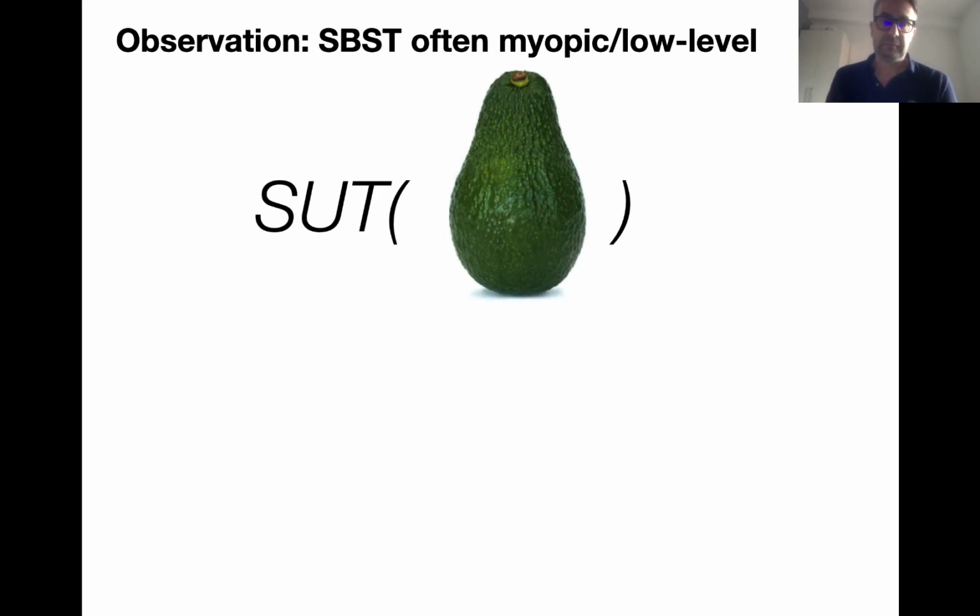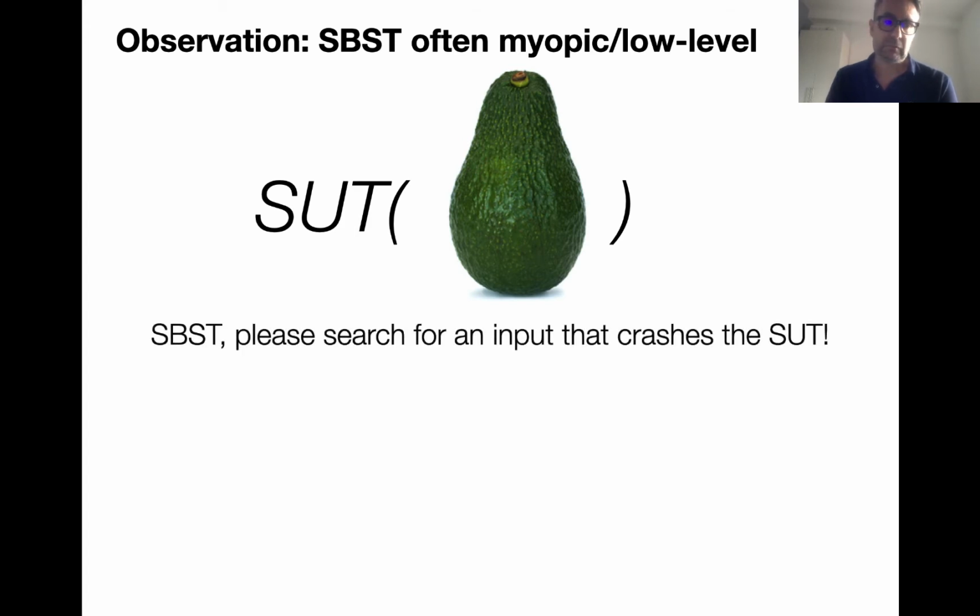Let's say we have some system under test which can take differently shaped egg-shaped stuff in there. Quite a common way to use search-based software testing is to search for a specific new input, right? So we tell SBST, some algorithm, please search for an input that, for example, crashes the system, or covers this specific branch, or increases this metric by a certain amount, and so on.